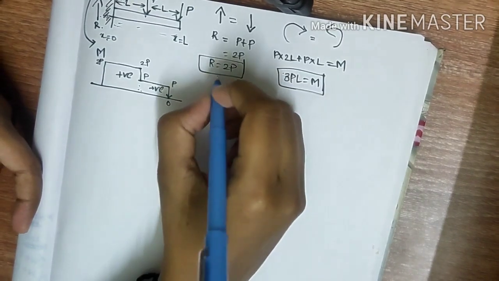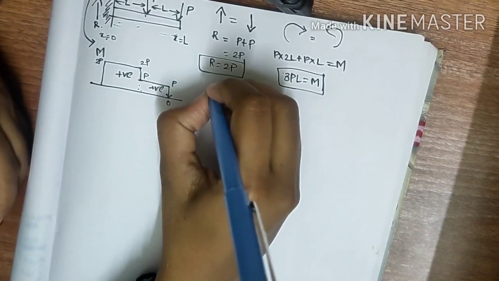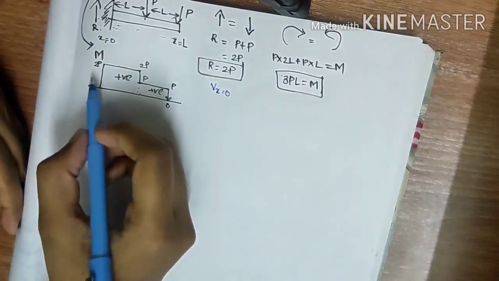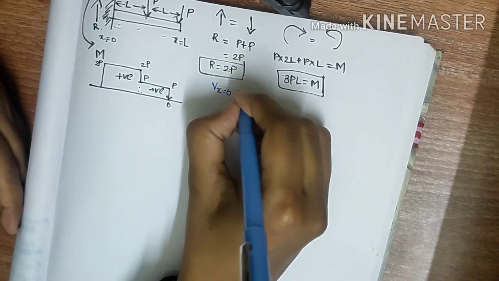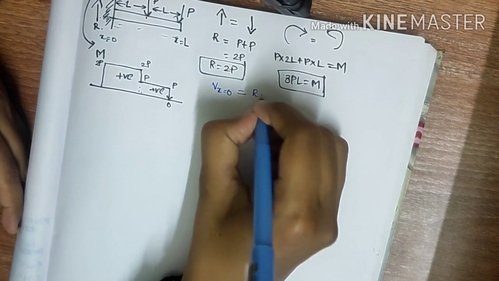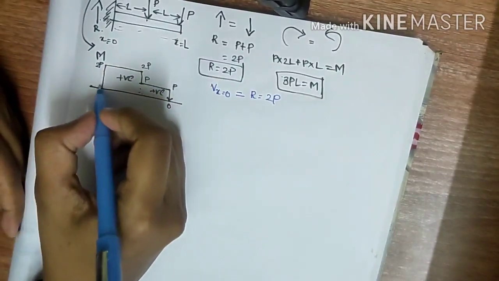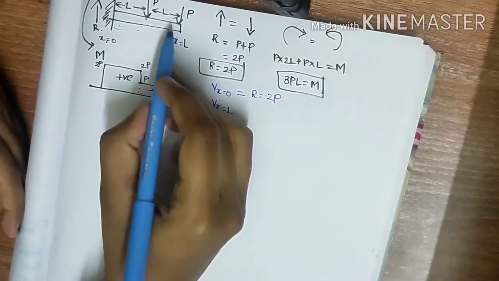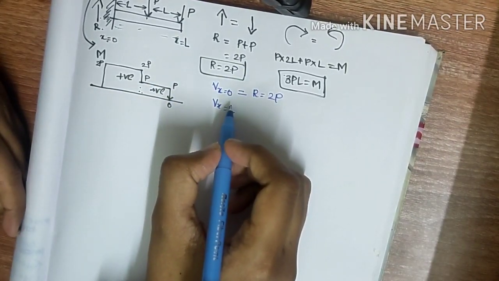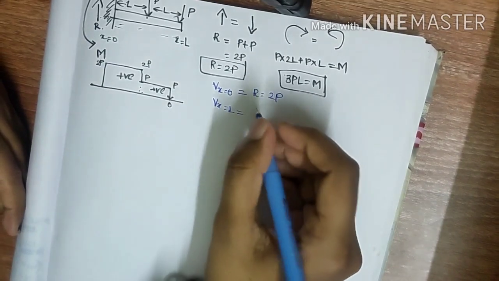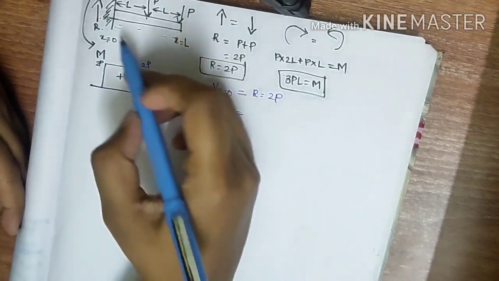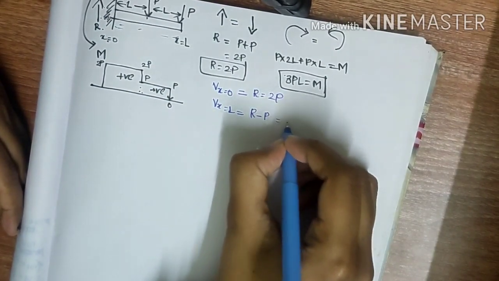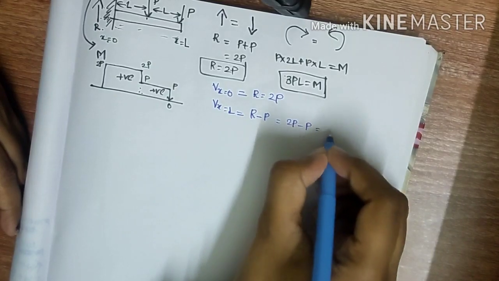There is another way of finding the shear force for drawing the diagram. For x equal to 0, what shear force is present? It is R, that is 2P. So we have drawn this 2P. And next is x equal to L. How much shear force is present? Here it is R and P. So R minus P, and R is 2P, so 2P minus P is P.